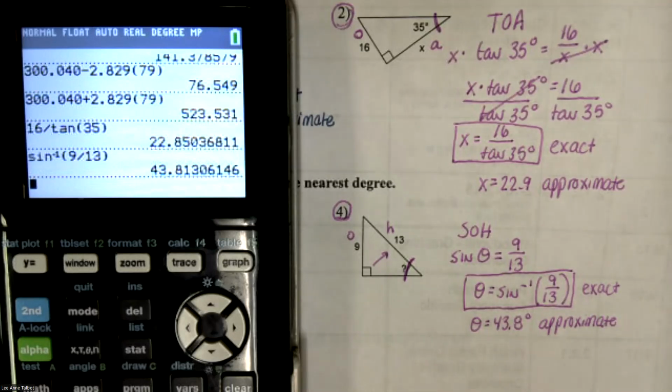Any questions about 2 or 4, either of the warm-ups? Anything about trig whatsoever?